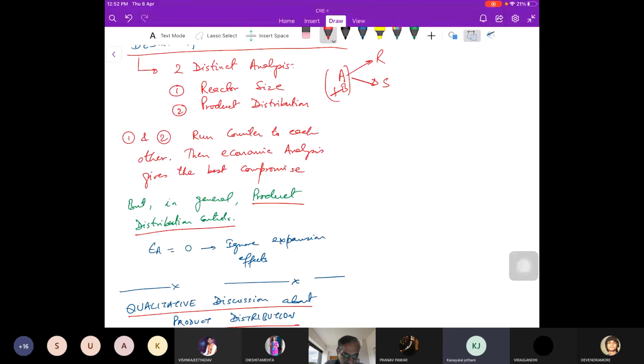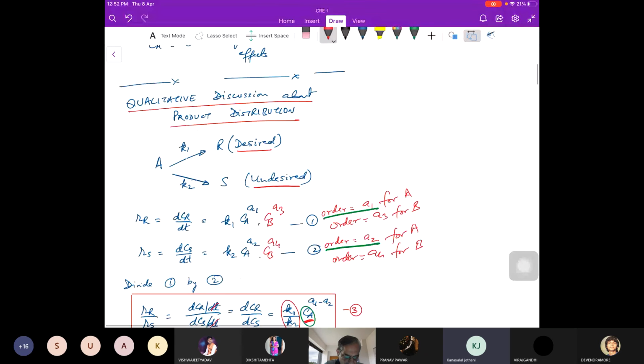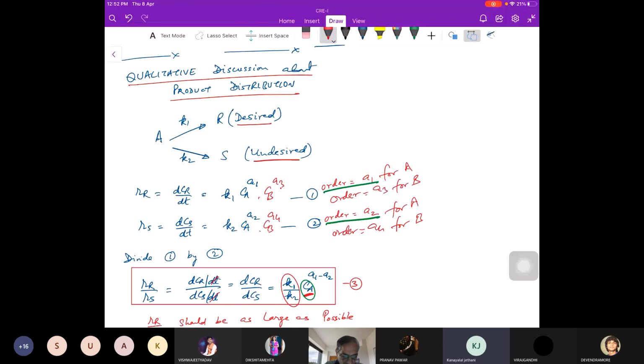Then we have to consider the order of reaction of both A and B. That is why I have put A3 and A4 here, which is the order of reaction with respect to B. Again, the difference between A3 and A4 is also important. If A3 is more than A4, then I should have more of B. If A3 is less than A4, then I should have less of B. If A3 equals A4, it doesn't necessarily matter. So that additional thing will come in, right?